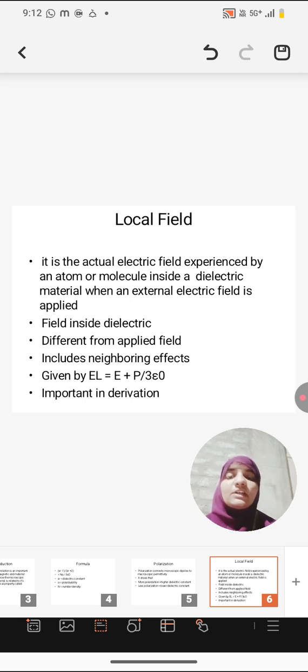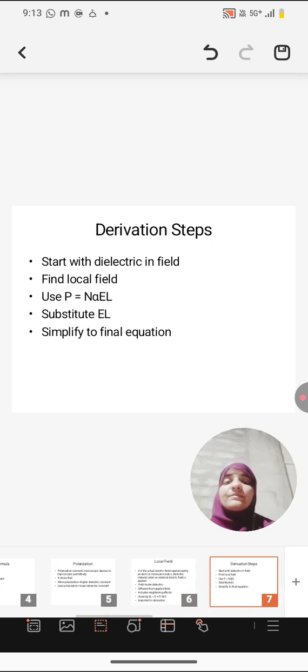Next one is local field. First we have to learn what local field is. Local field is the actual electric field experienced by an atom or molecule inside a dielectric material when an external electric field is applied. Here, the field acts inside the dielectric, is different from the applied field, and includes neighboring effects. Given by E_L equals E plus P by 3 epsilon naught is the formula for local field. It is very important in derivation. We can use this formula in so many derivations.